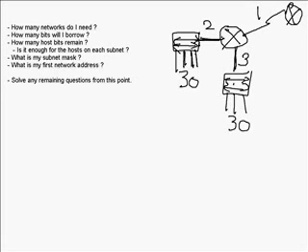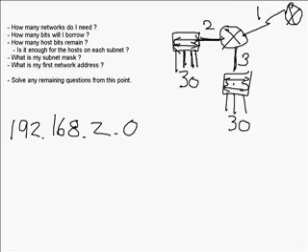Now, how many bits will I borrow? Well, we also need a network address so we can determine that. So let me say again, your network address this time is 192.168, and this time let's use 2.0. And we'll use a subnet mask of 255.255.255.0.